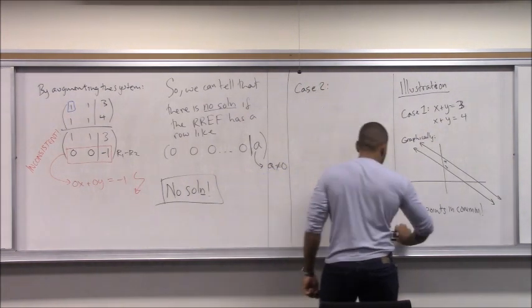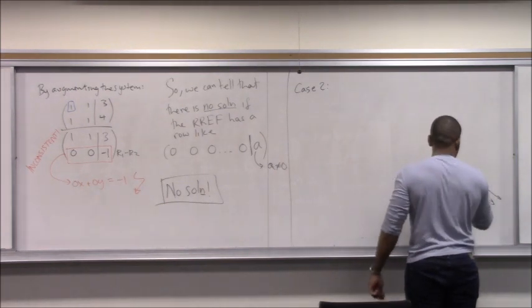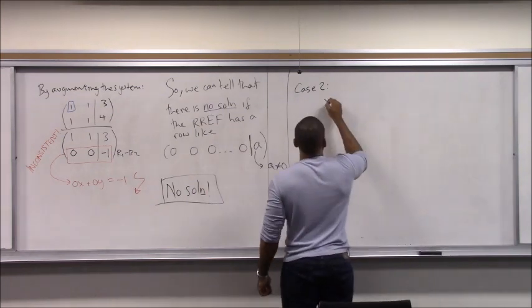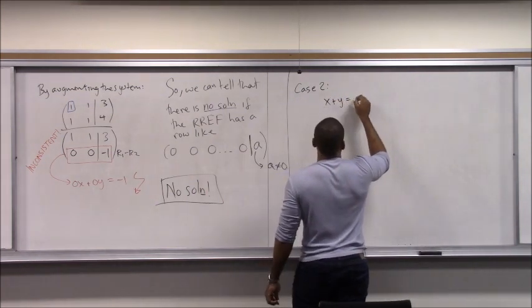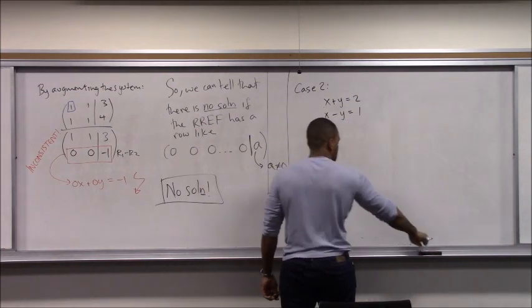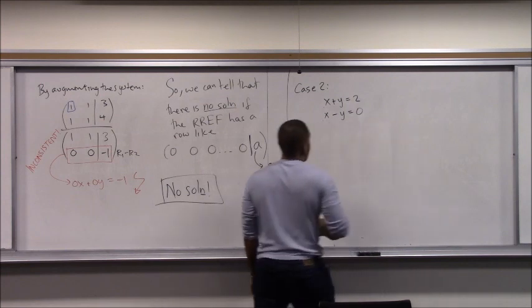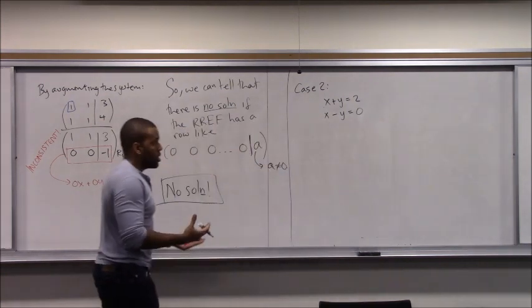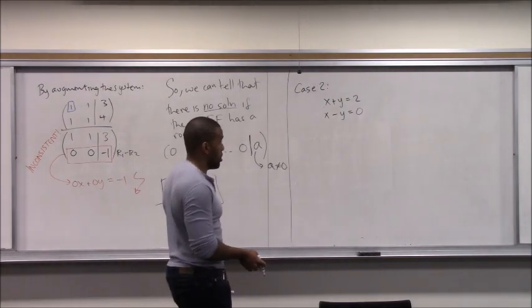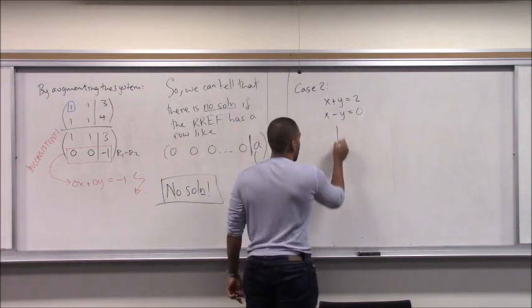One solution. Say x plus y equals 2, x minus y equals 0. Again, this is a 2 by 2, not super hard to understand, actually not super hard to solve. I just want to use this as an illustration for you to see what's actually going on.